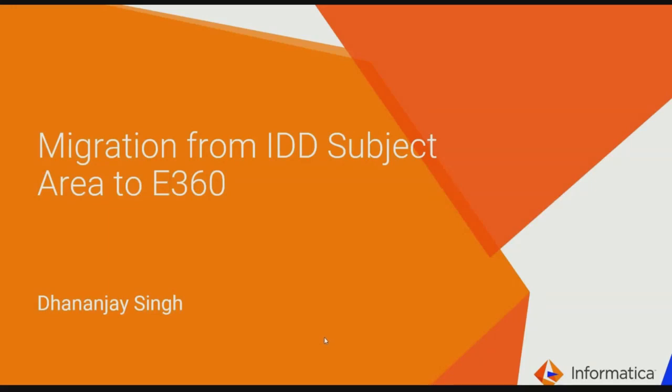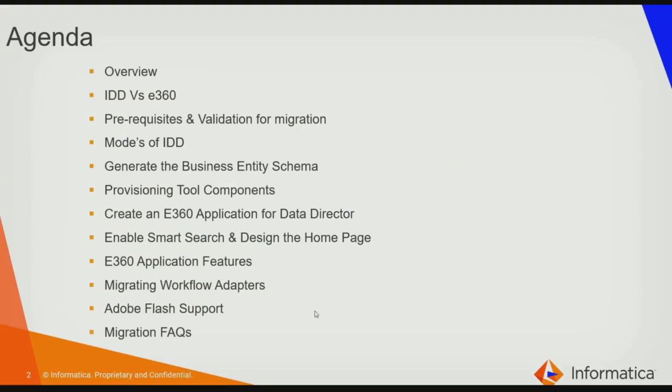Greetings, everyone. Today's agenda is migration from IDD subject area to E360 application. The agenda includes an overview of IDD migration. What is the difference between IDD and E360 application? What are the prerequisites and validation required in order to do a migration from an SA-based IDD application to E360 application? What are the different modes of IDD application? How can we generate business entities if I have an existing subject area-based application?